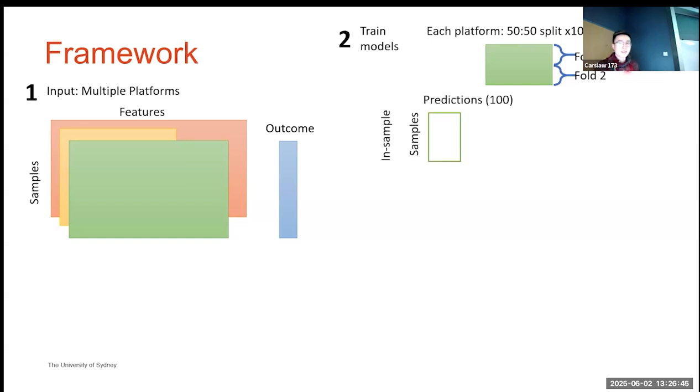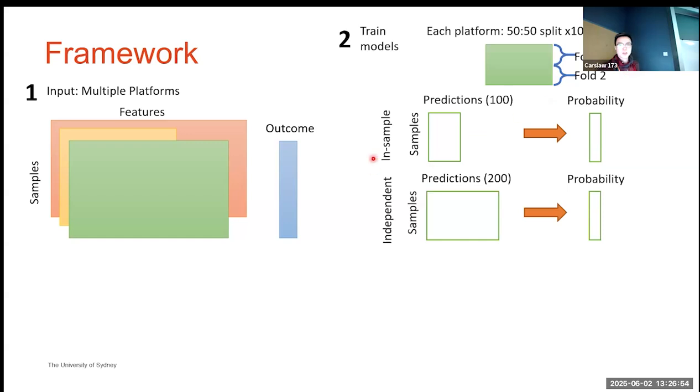And what this gives us is a way to estimate a probability of having the disease. To illustrate how it works, we can do it in two frameworks. You can apply this on a sample in your data set, or you can apply this onto an independent data set.